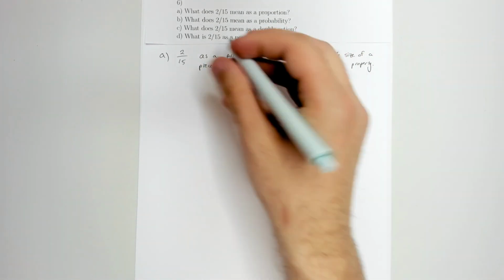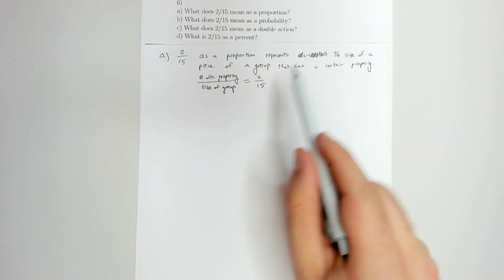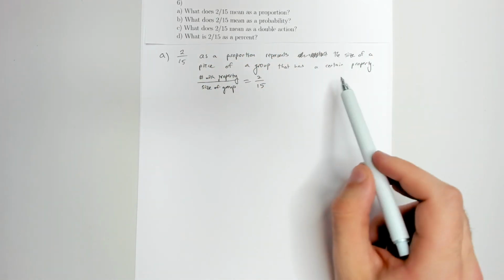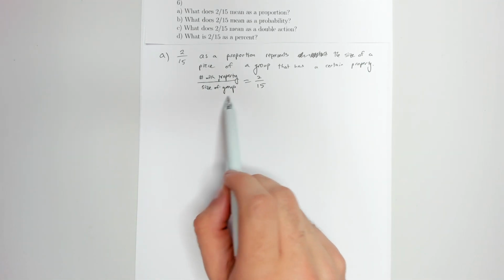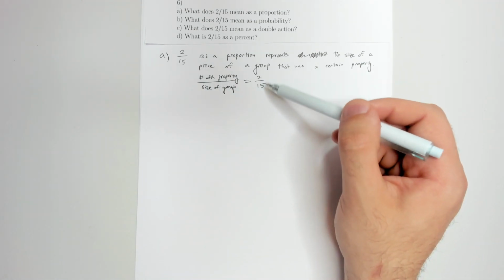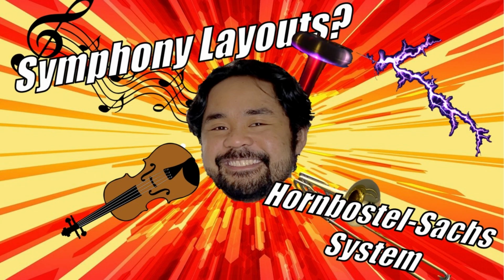So what we end up getting is that it represents the size of a piece of the group with a certain property. So we take the number with the property and we do it over the size of the group, and that simplifies down into 2/15. That perspective was discussed in depth in episode 36 of the series.